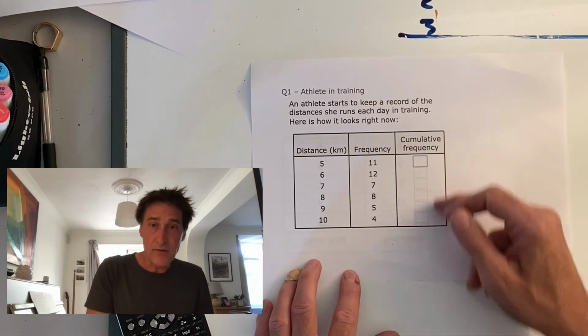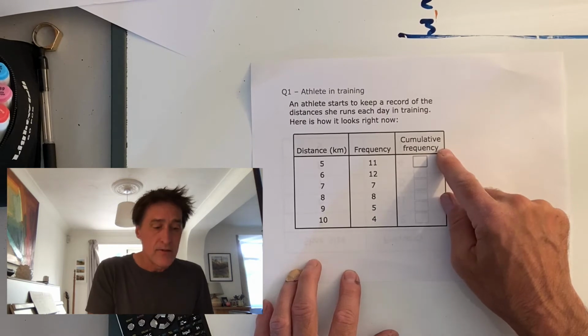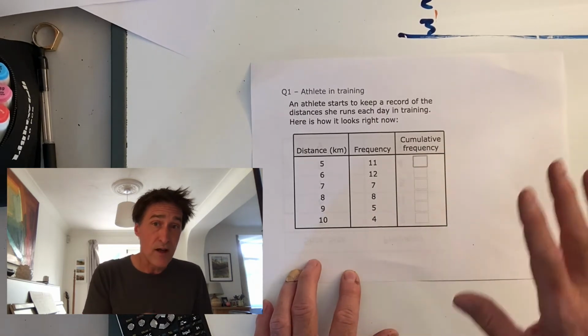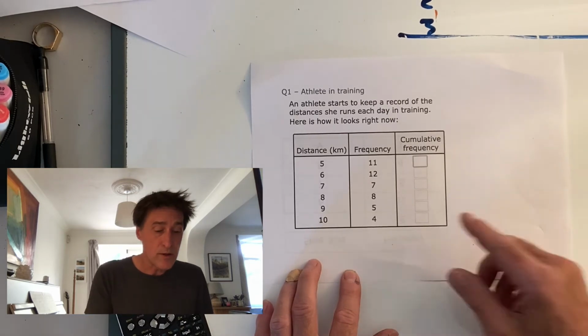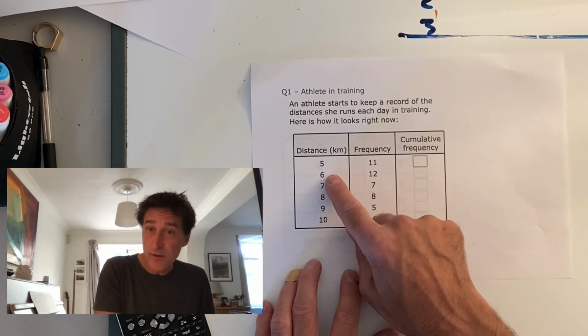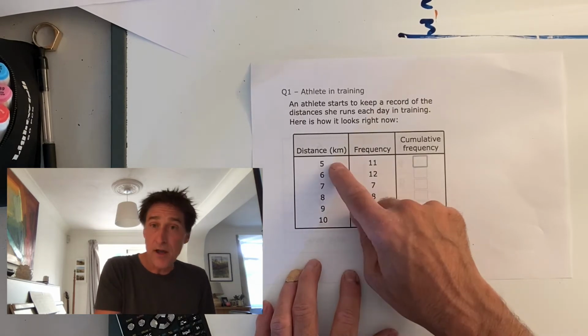This is from My Maths. You can see they've got this lovely table already written, cumulative frequency. So this is where a lady runs and she records how far she runs over a number of days to keep a record. We looked at last time the mode and the range, and the mode was the most common occurring one, which was 12 times. She ran 6 kilometers, so the mode was 6. The range was 10 take away 5, 5 kilometers.